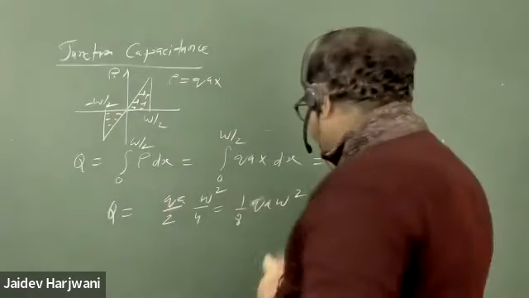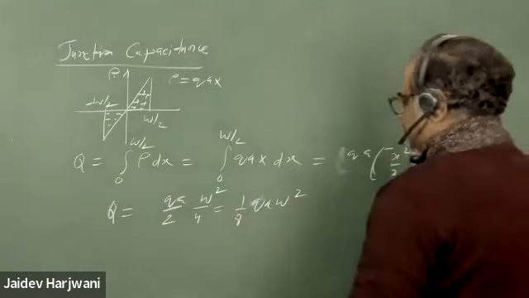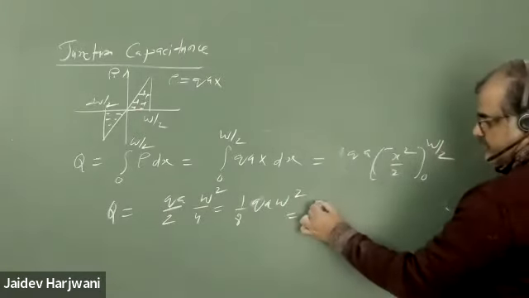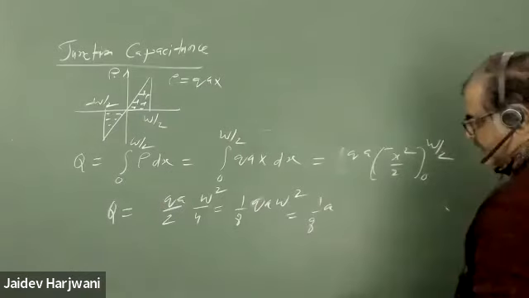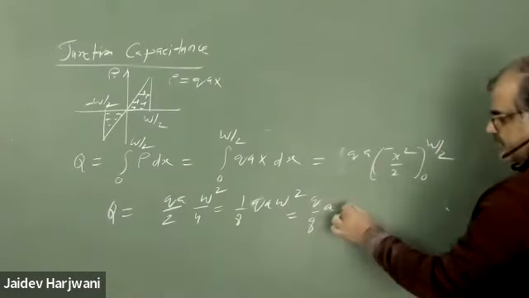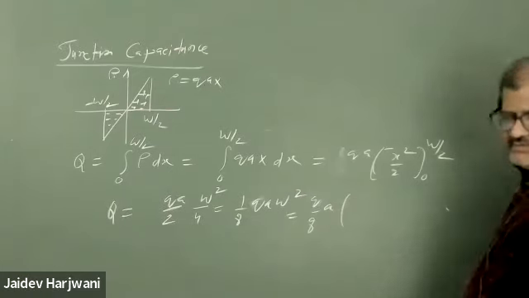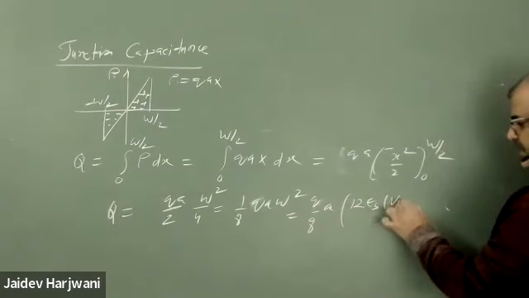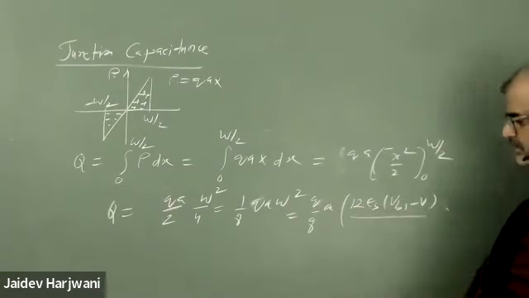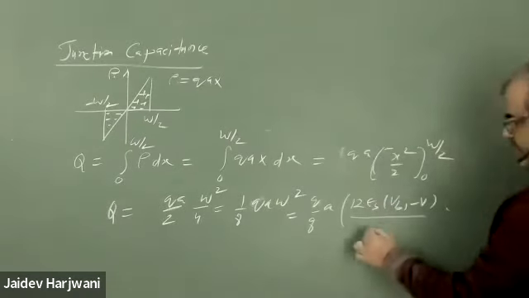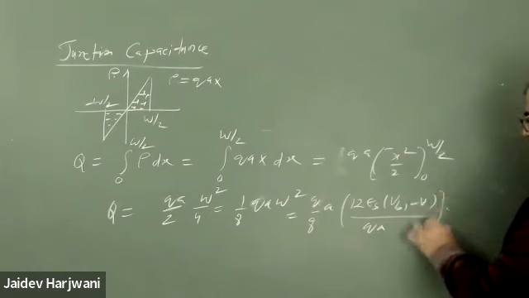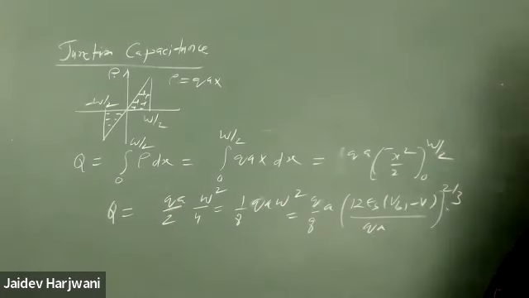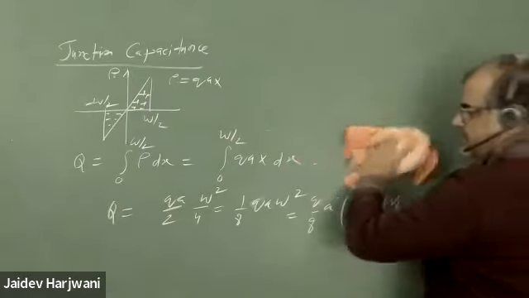Now you know what the W value is in this particular case, so you can put the W value here. So you get 1 by 8 qA. What is the W value? It is 12 εs by qA times (V_BI minus V) to the power 1 by 3. Since this is squared, the power becomes 2 by 3; earlier it was 1 by 3. So this is your expression for charge.